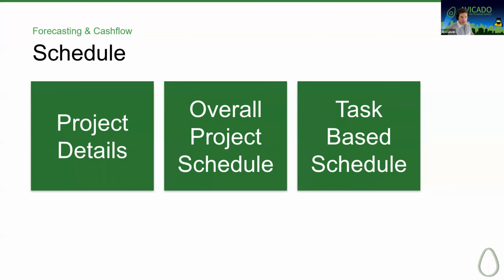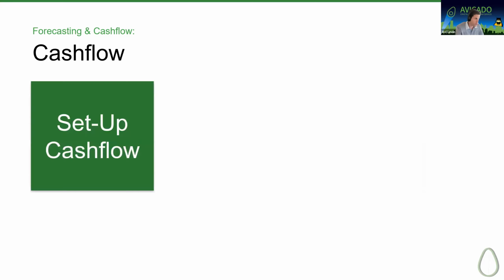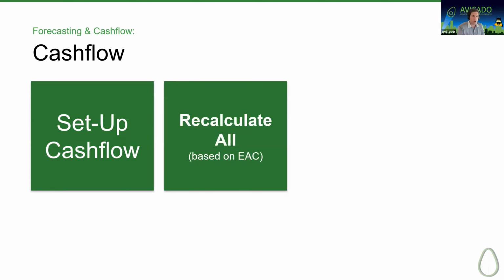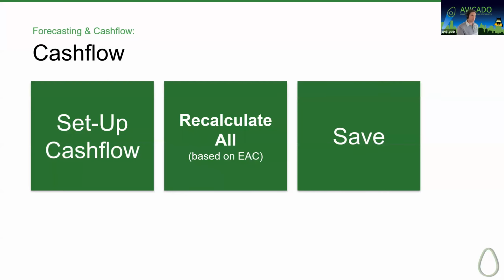So that's how you're going to go ahead and tie your cash flow to the schedule in order to show that there's a delay. So we've increased our estimate at completion to be an additional $350,000 for a 3-month delay. We've pushed out our schedule 3 months to also show that delay. And now we need to refresh or recalculate our cash flow. So we're going to do that. We're going to first go back to the setup of the cash flow and talk about one other component. And then we're going to recalculate all based off of the EAC. I'll show you how to do that. And then finally, we're going to save and be able to report on it.